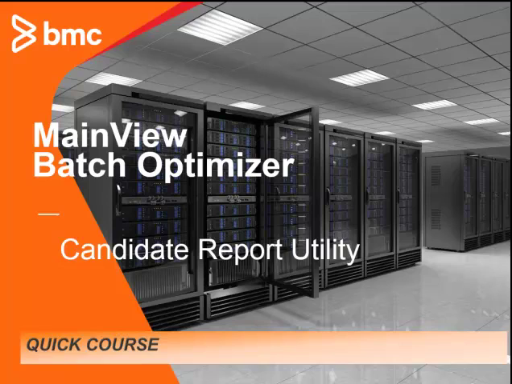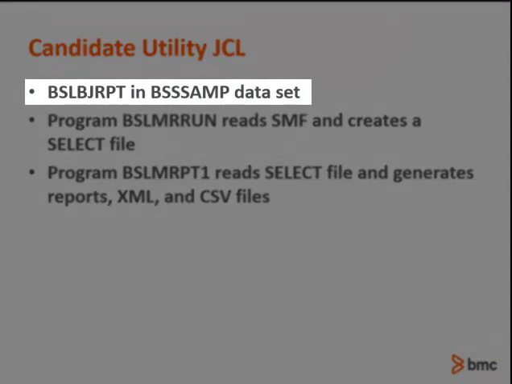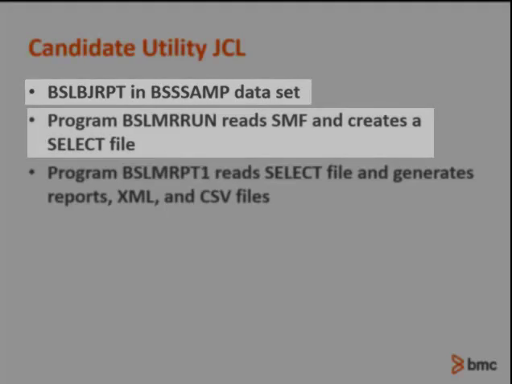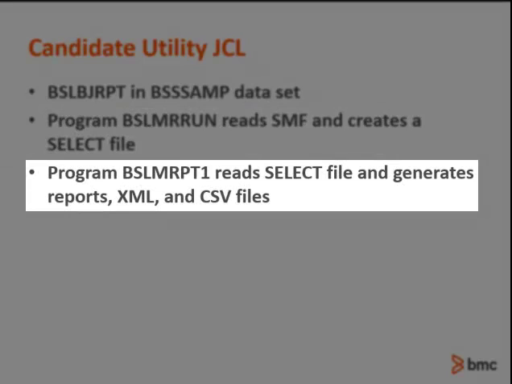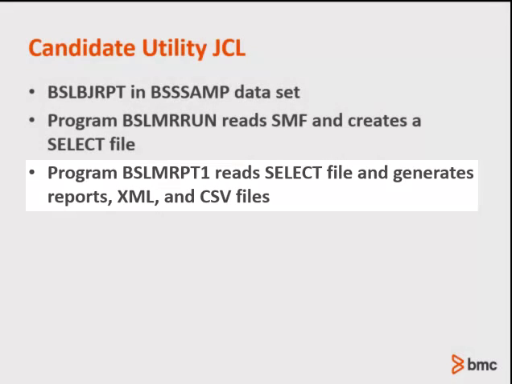In this session, I'll show you the MainView Batch Optimizer candidate utility. BSS SAMP is the MainView Batch Optimizer sample library created during installation. BizzleB.jrpt can be found in the sample library. Program BizzleM_RR_Run reads SMF data and creates a select file. Program BizzleM_RPT1 reads the select file created by BizzleM_RR_Run and may generate reports, XML, and CSV files.